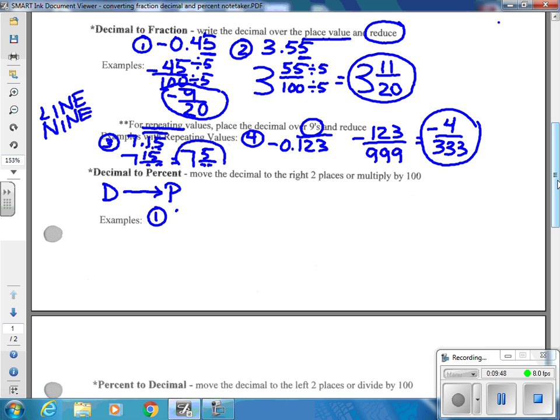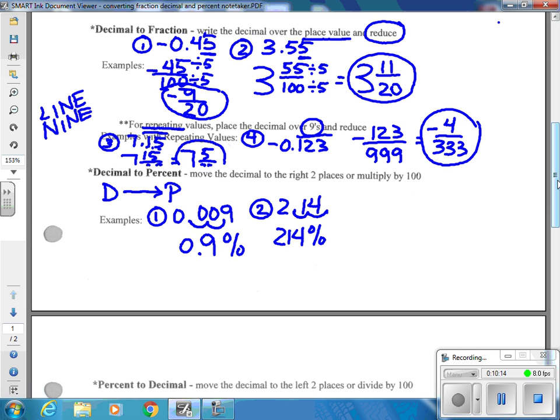If I give you 0.009 and I tell you to make it a percent, you're going to take the decimal and go 1, 2 places to the right, and then that gives you 0.9%. You must put the percent sign behind your answer or it is not complete. All right, so for the second one, if I give you 2.14, again, take the decimal and go 1, 2 to the right, and that gives you 214%.